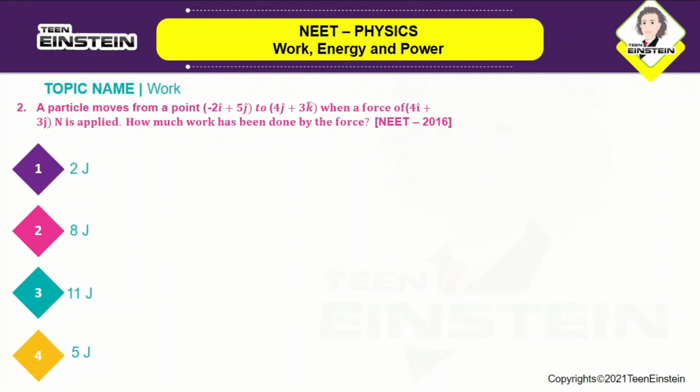The next question is, a particle moves from a point minus 2i plus 5j to 4j plus 3k when a force of 4i plus 3j Newton is applied. How much work has to be done by the force? Here again they want us to calculate the work. First we will calculate the displacement, that is, the particle is moving from one position to another position. So first you have to find out how much distance it has moved. For that you will write S is equal to R2 minus R1.